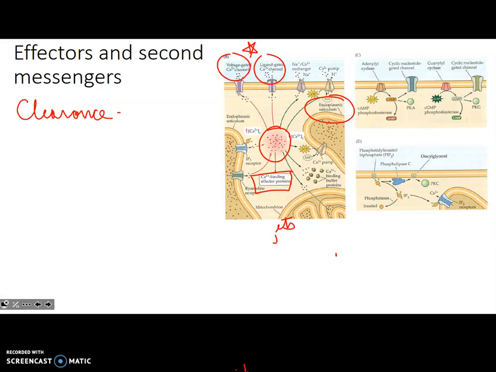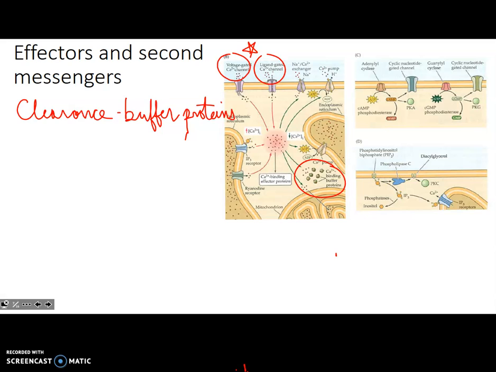That says clearance. And so some ways that calcium gets cleared. Well, I mentioned already that there are some proteins that just buffer the calcium, that don't take part in any more active activations, or they're not going to work in any cell signaling pathways. So you've got buffer proteins here, right? Just sponges, just sponging up free calcium.